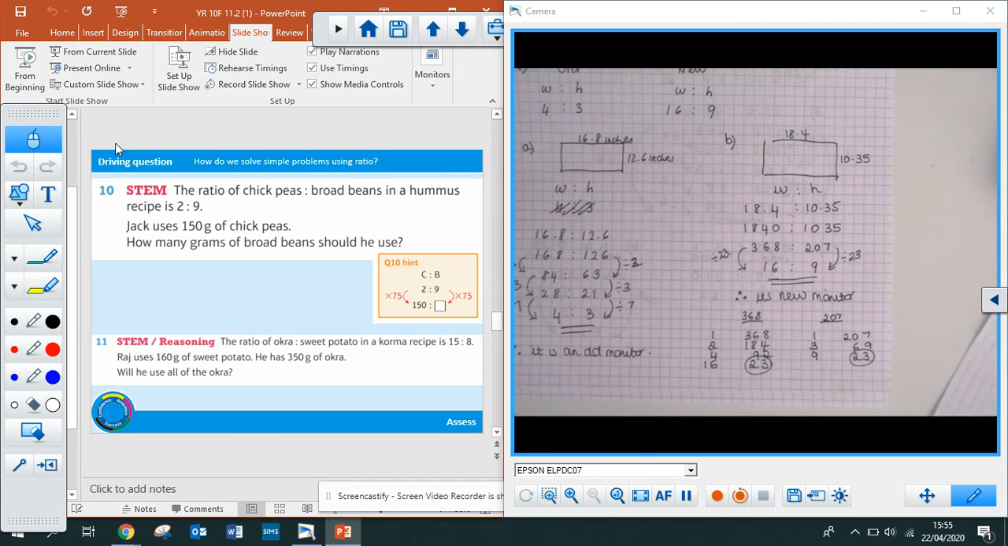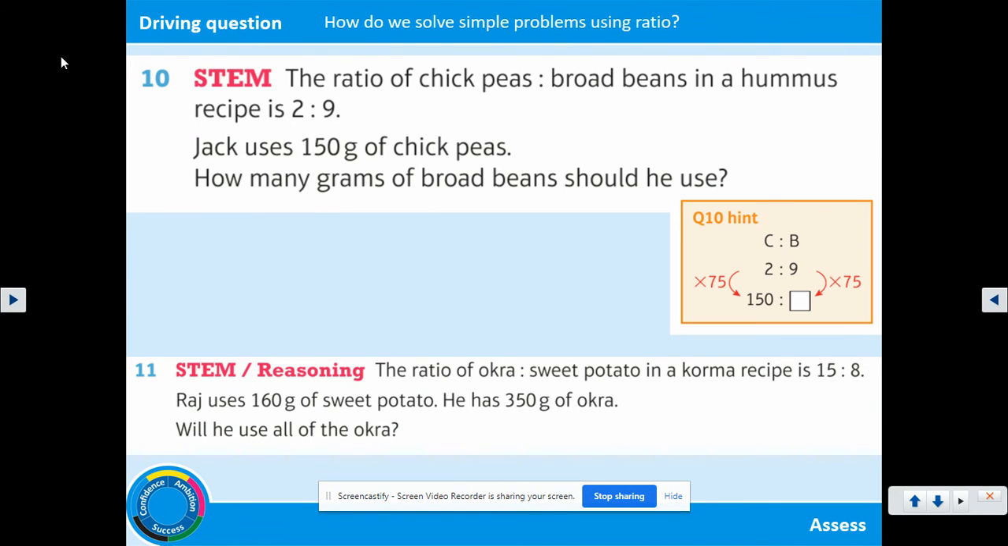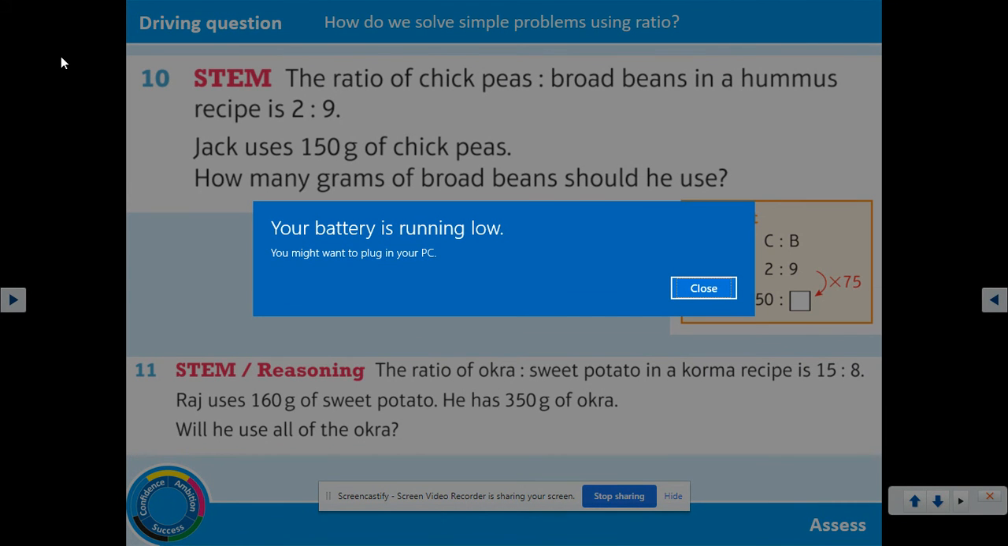So you've got another 2 questions there to try. I'm just going to put that on the big screen for you so you can see. Please pause, and then I'll put up the answers. Give it a good go. Pause it and play when you're ready for me to go through the solution.